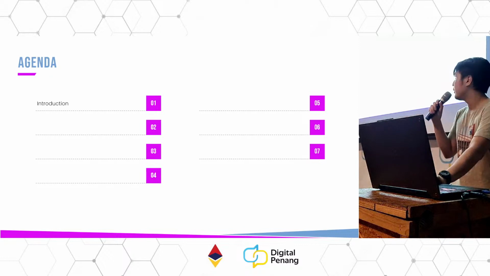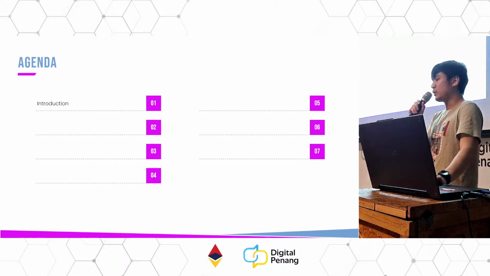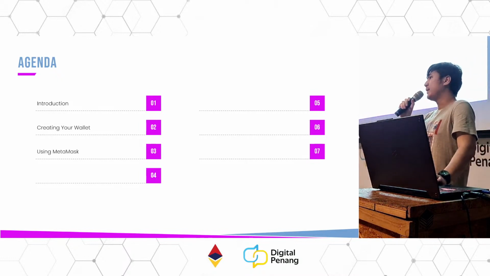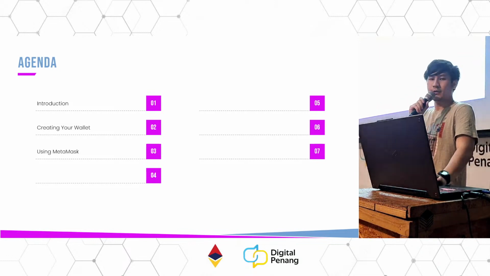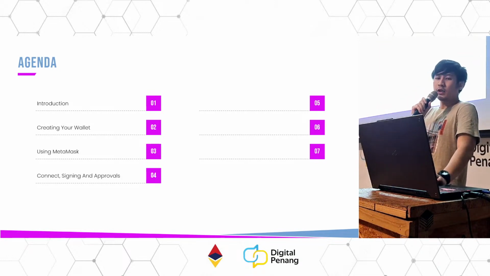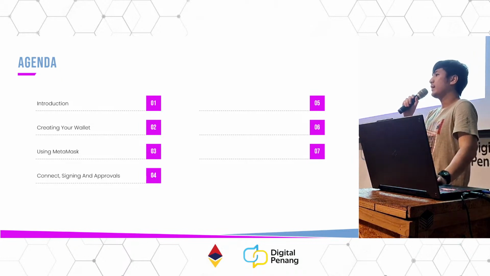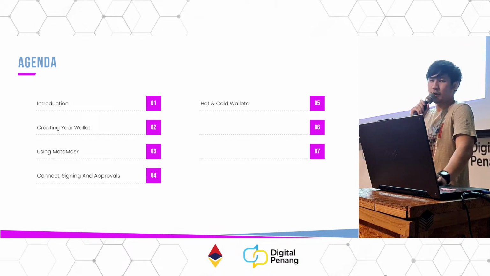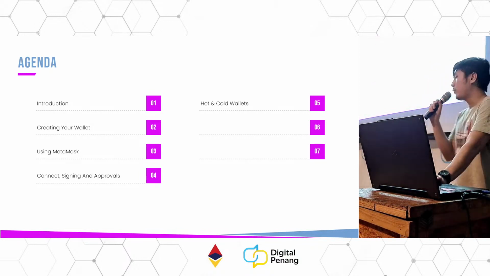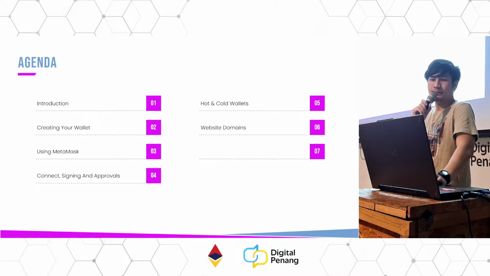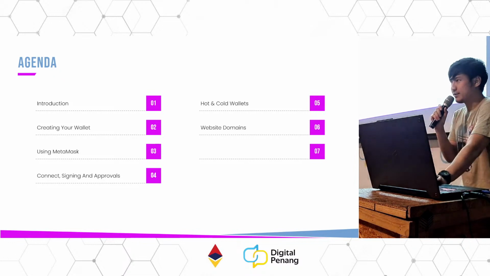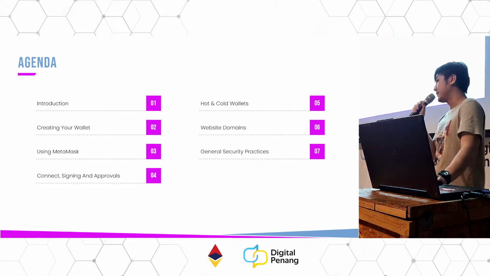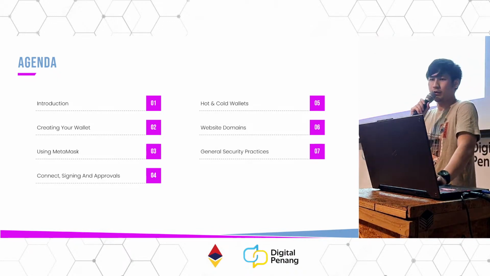I'll just give a brief introduction about why we need to talk about blockchain security. We'll start with creating your wallet using MetaMask. I'll give you some tips on how to avoid certain pitfalls or failures in terms of MetaMask. We'll talk about connect, signing, and approvals. This is one of the basic blockchain interactions that you can do, and it's very important that you understand what's going on. We'll talk about hot and cold wallets. Why do we have hot and cold wallets? What are the differences, etc. Website domains. This is just a short one for your information, and we'll touch on general security practices that everyone should adhere to when working online on your computer.